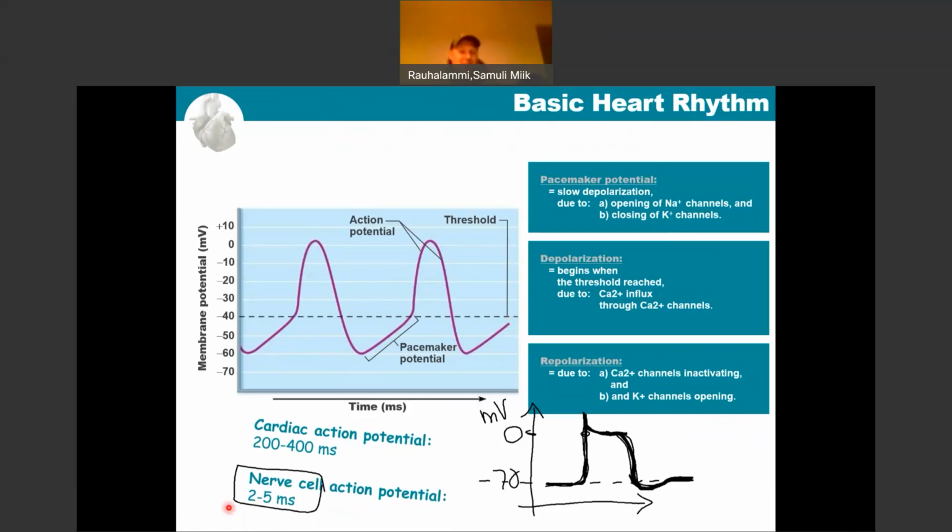Probably the most important thing, other than the shape, that you might take away from this is the duration of the cardiac action potential. You'll notice it's much, much, much longer than the nerve cell action potential. The cardiac action potential is somewhere around 200 to 400 milliseconds. So that is a significant difference. And this delay is important so that the blood has time to leave one chamber and travel to the next. We don't want to rush the blood. If the blood doesn't move from one chamber to the next, we're really not doing anything useful as a heart.